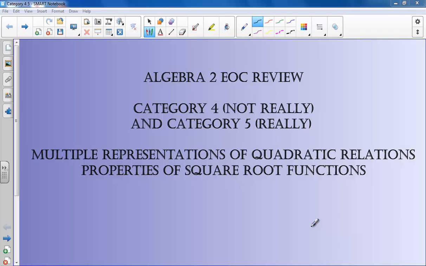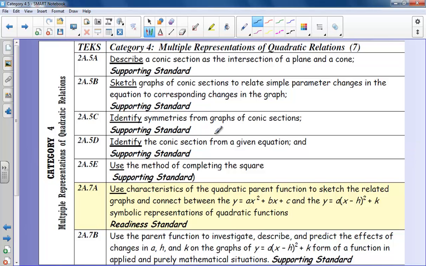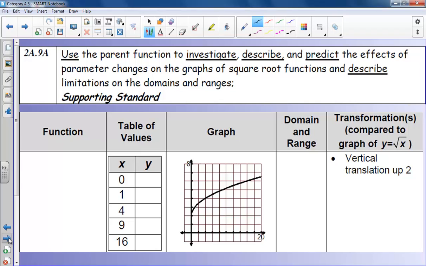Okay, we're going to do a review of Category 4, but as it says, I'm not really going to do Category 4. We are really going to look at Category 5. The reason I'm not looking at Category 4 is here are the standards for Category 4 conic sections. So my advice on this is come to class, do your work, make sure you get this down, because this is what we're covering in class right now, and you will have this fresh on your minds going into your test. So I'm going to focus on the rest of the categories.